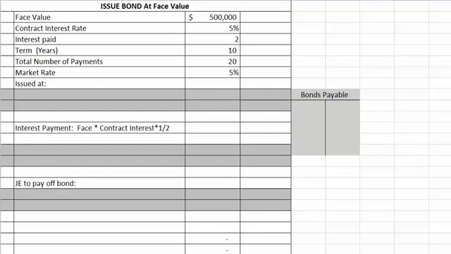Everybody, this is Ms. Morgan, and today we're going to go over the journal entries to issue a bond at face value. So we have a bond for $500,000.